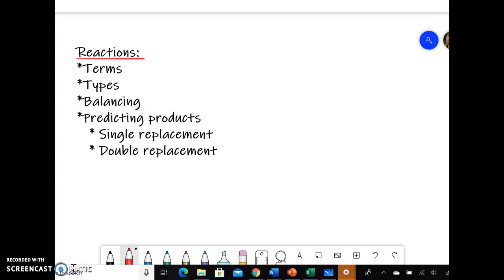Today we're going to do some chemical reactions, and this is the fun part of chemistry where you actually get to see things change their chemical structure. So first of all, just a few terms to be familiar with.